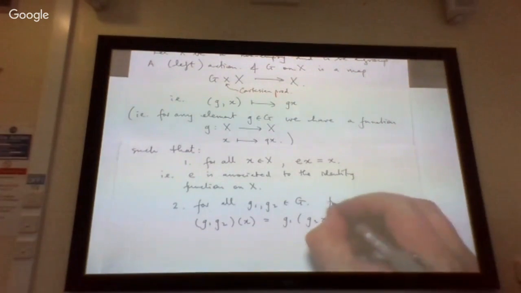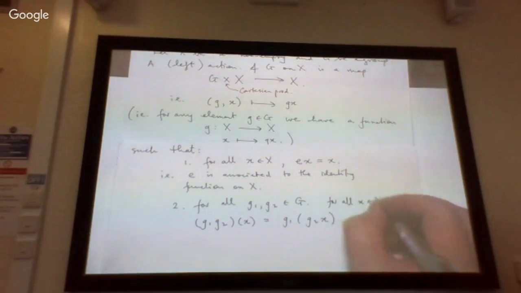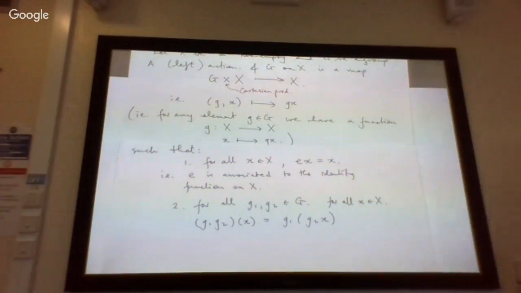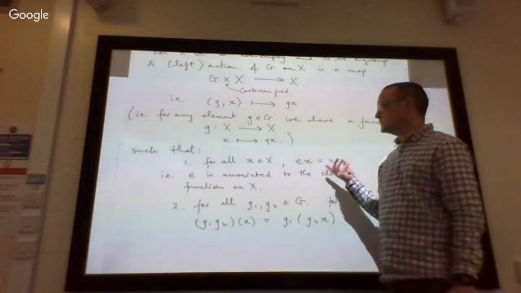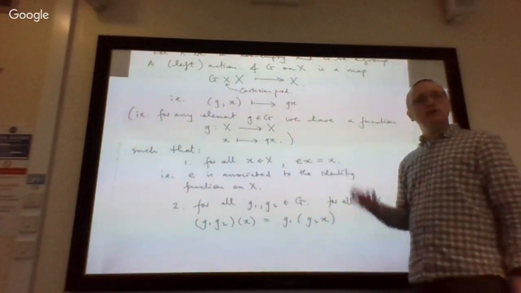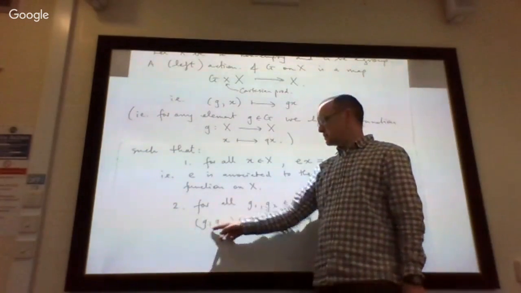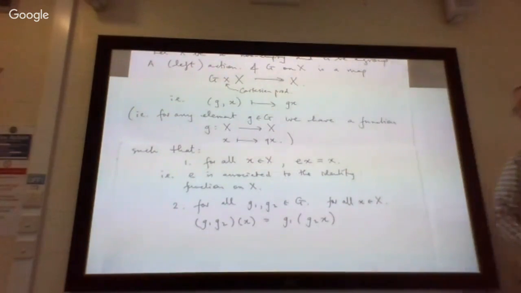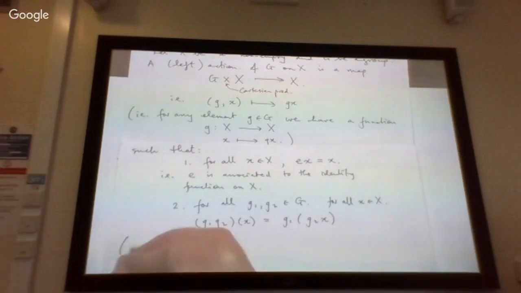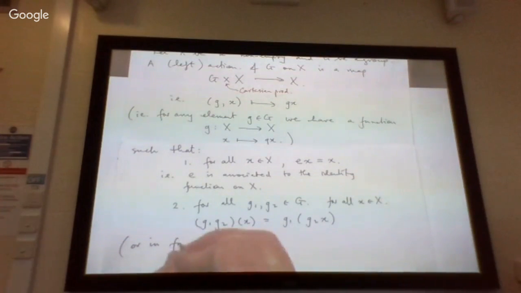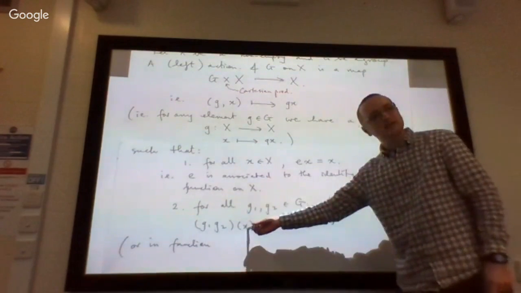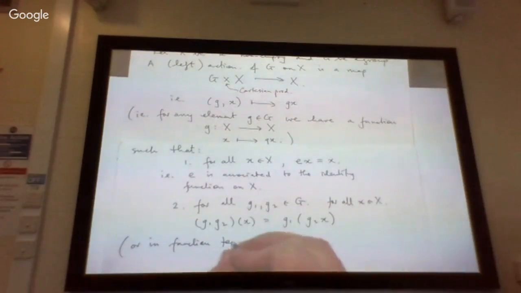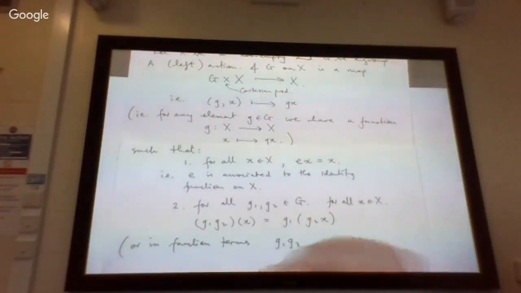Okay, and this is true for every little x in the set X as well. So just as we have a very nice natural function associated to the identity element, we've got a very nice natural function associated to the product of two group elements, namely the composition of the individual functions associated to g1, g2. Or in function language, this equation is an equation amongst values in the set X, but in function terms, the function associated to g1 g2 is equal to g1 after g2.